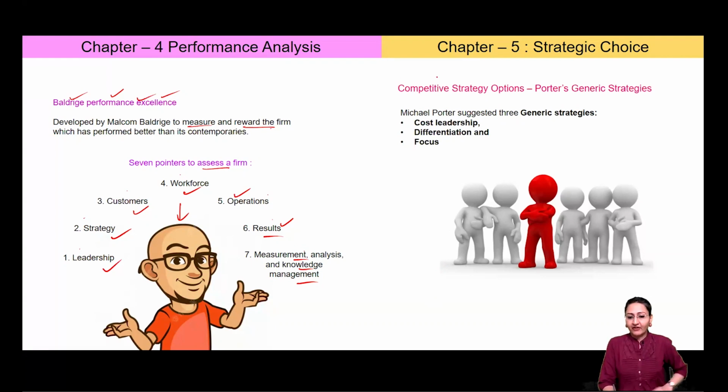Then we come to chapter number 5. Competitive strategy options. Porter gave generic strategies to become competitive. How? 1, you become a cost leader. Second, you give a differentiated product. Third, you focus on a niche market. These 3 are the generic strategies, general strategies, which can give you competitive advantage over others. What are the generic strategies? 1, cost leadership. 2, differentiation. 3, focus.